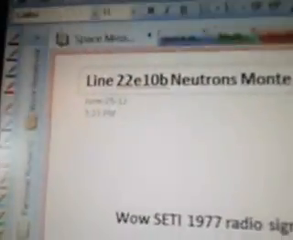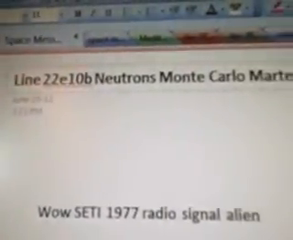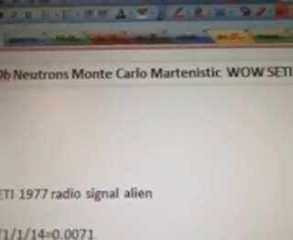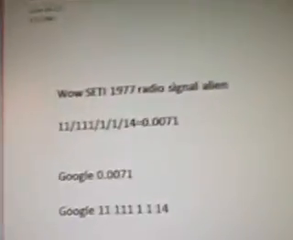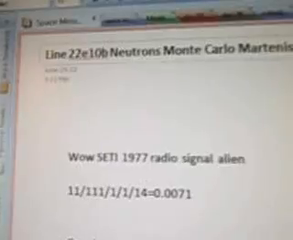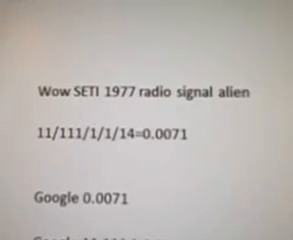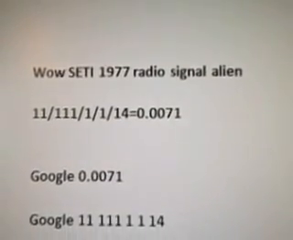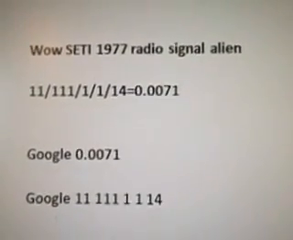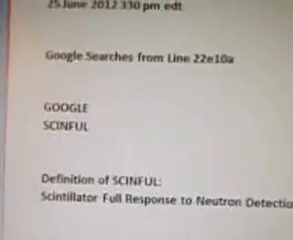Okay, it's part 252, and it's line 22e10b: Neutrons, Monte Carlo, Martensitic, Wow Seti. This research was done June 25th, and today's July the 8th, 2012. So here's the WOW alien signal, WOW Seti 1977 alien signal. That's the equation, and that's the answer to it. So we Google the numbers to get this information.